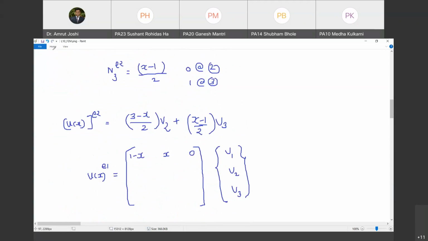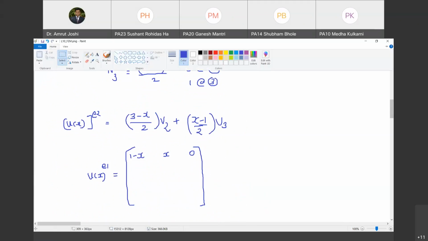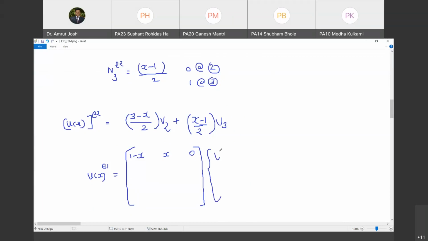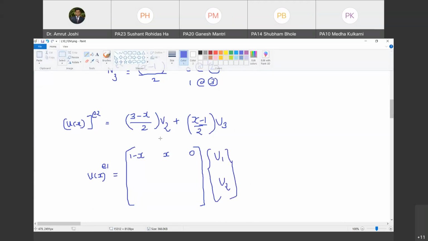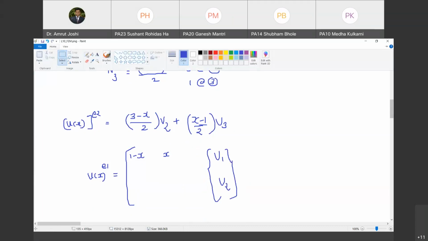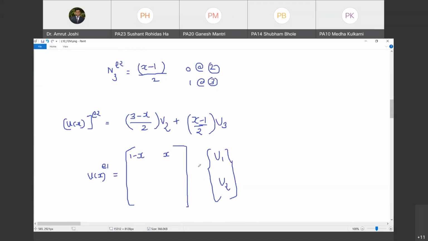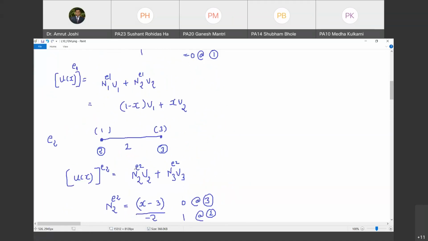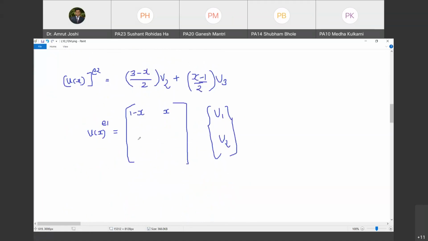We can even think of skipping this u3 because u3 does not come under element number 1. Do you agree with me? So I can simply write it as a function of u1 and u2. So how do I write that? It is 1 minus x, x, times u1, u2. Happy? That's all.